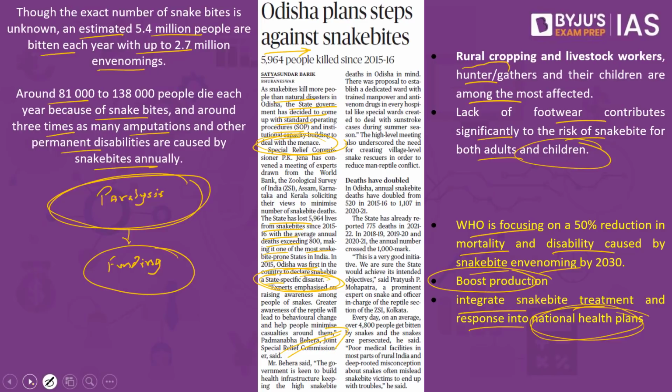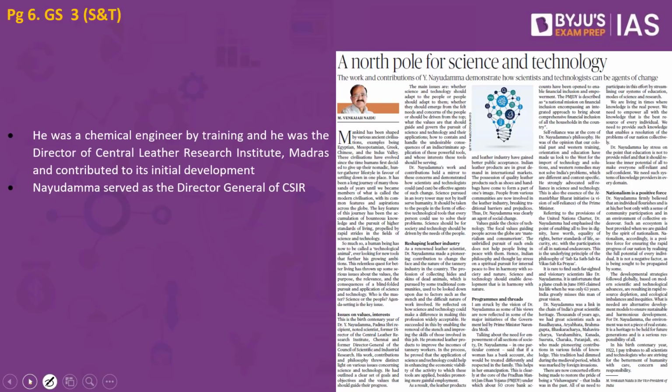Now let's look into the next article. This article says a North Pole for Science and Technology. The article here is speaking about Yelavarthi Nayudamma. This is important from the preliminary examination point of view. Who is Y Nayudamma? He was a chemical engineer by training, and he was the director of Central Leather Research Institute Madras and has contributed to its initial development. Nayudamma also served as Director General of the CSIR.